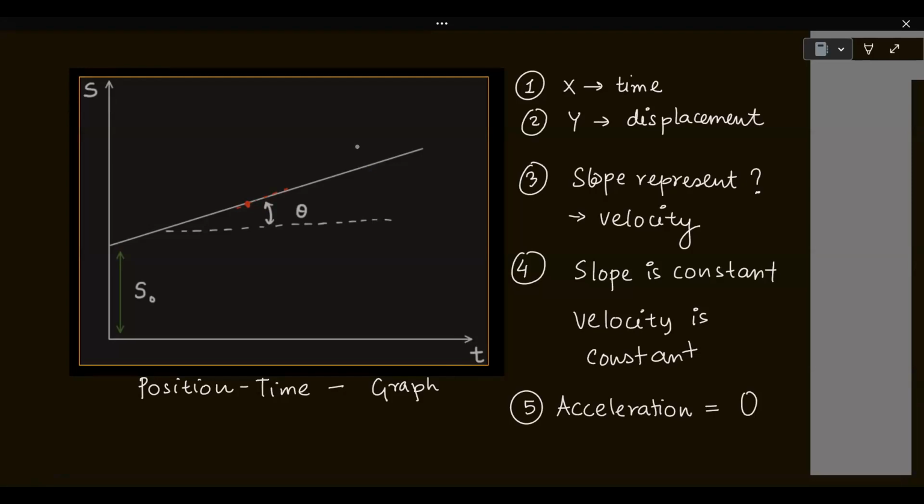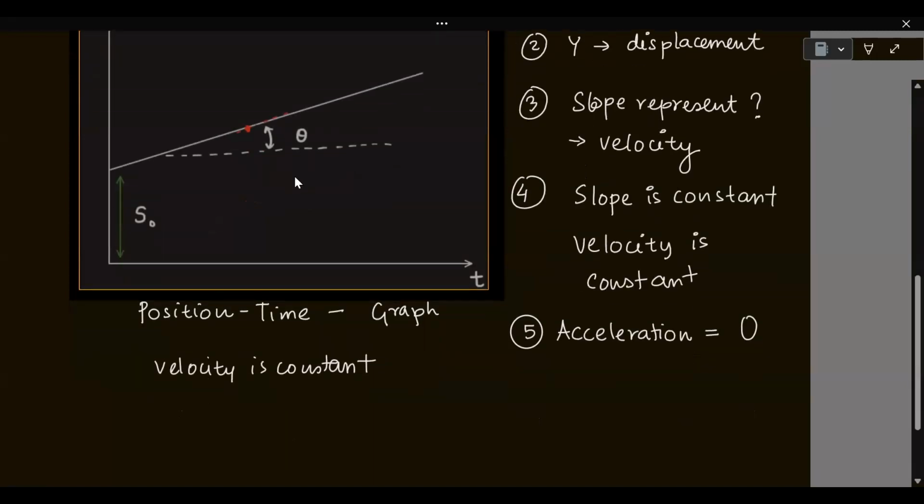One thing I wanted to ask you. I agree with you when you say velocity is constant. But is it a positive constant or a negative constant? That's something that I want to know. Guys, tell me. So it's positive. It's a positive constant.